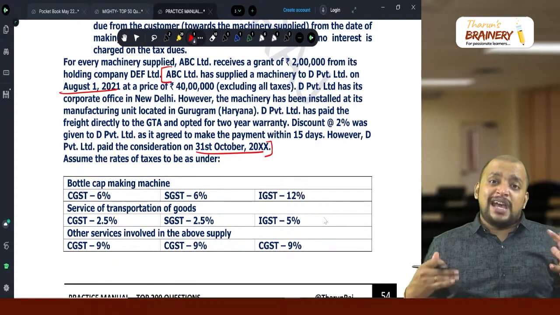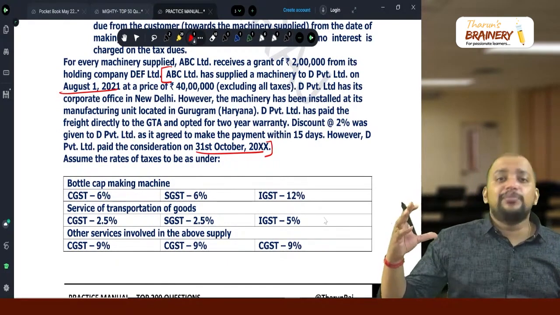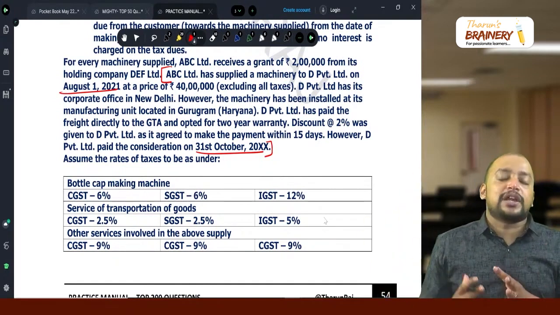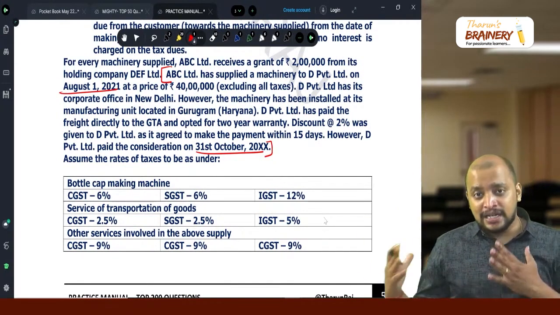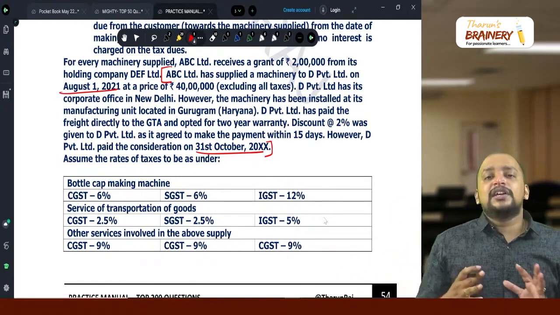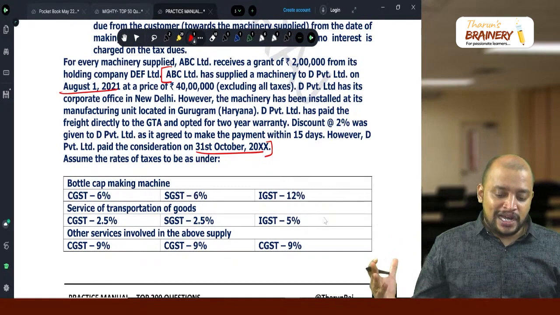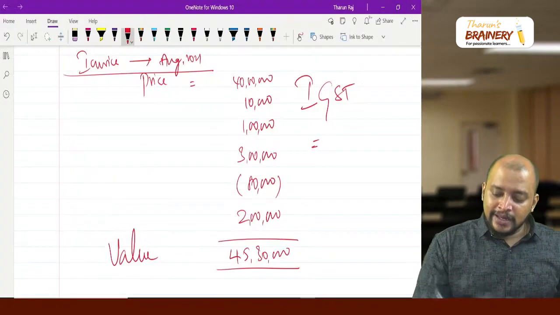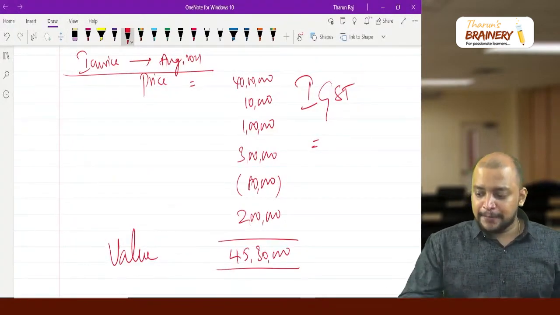The location where the goods are installed or assembled will be taken as the place of supply. In this case, the location where goods are installed or assembled is New Delhi. The location of supply is Uttar Pradesh. The place of supply is New Delhi. Therefore, it is an interstate supply chargeable to IGST at the rate of 12%. So we need to take 12% on this.